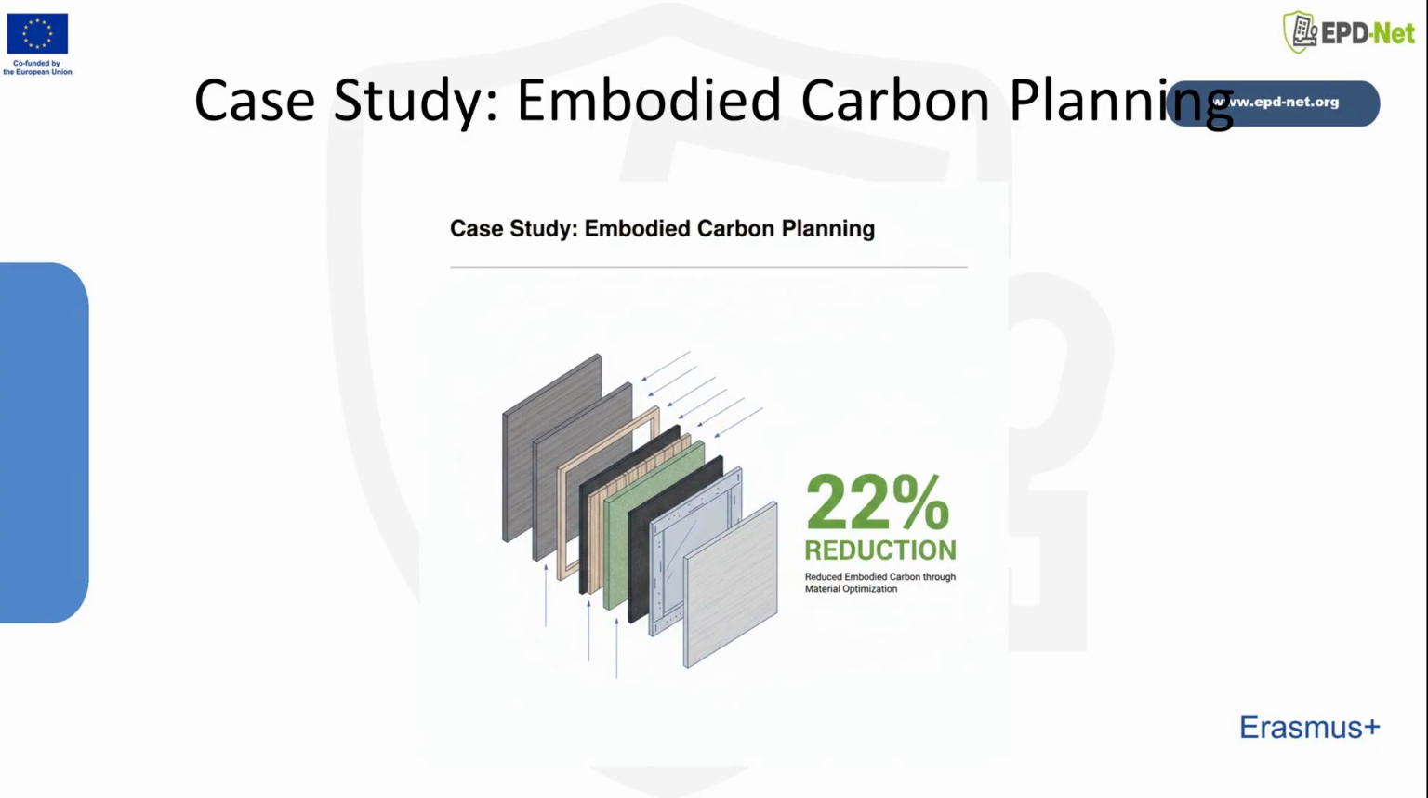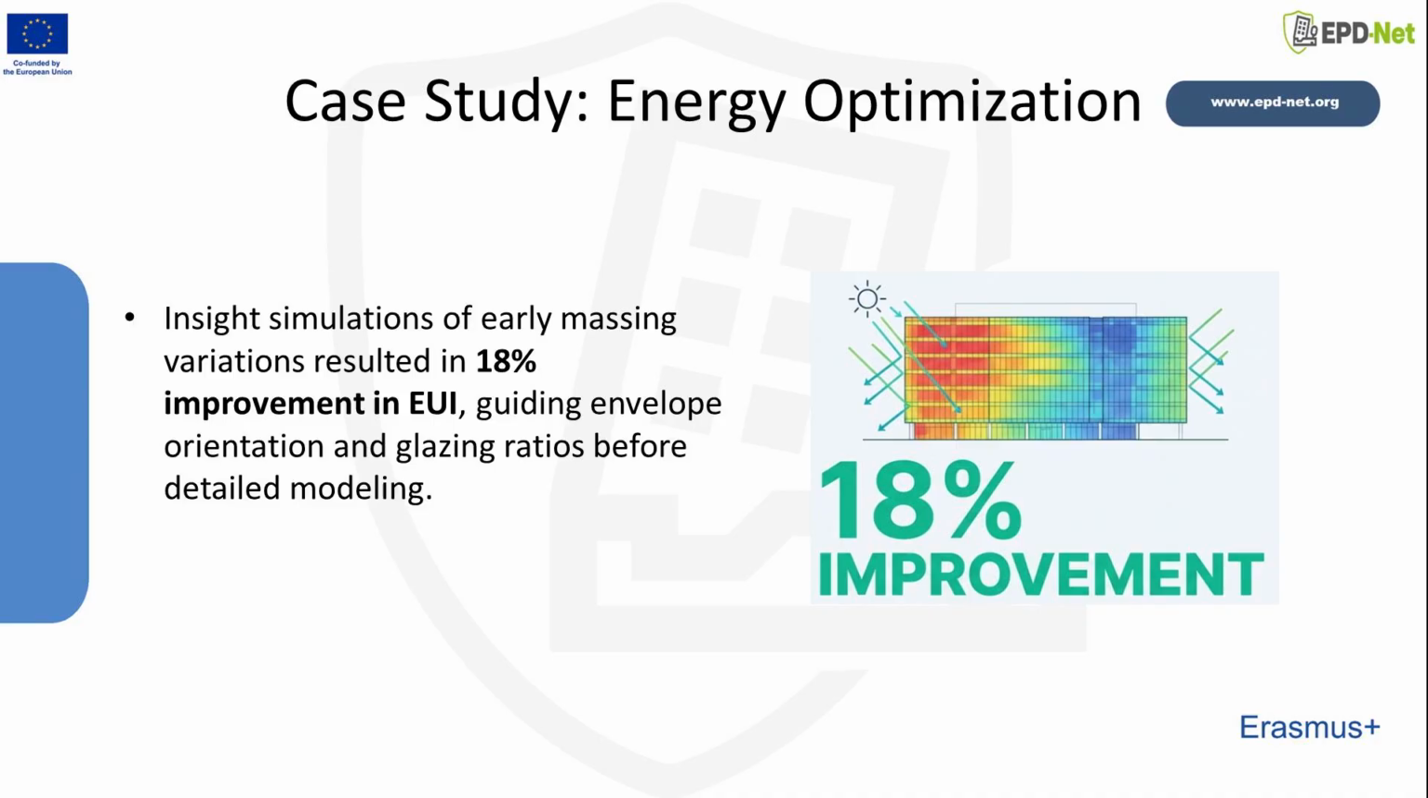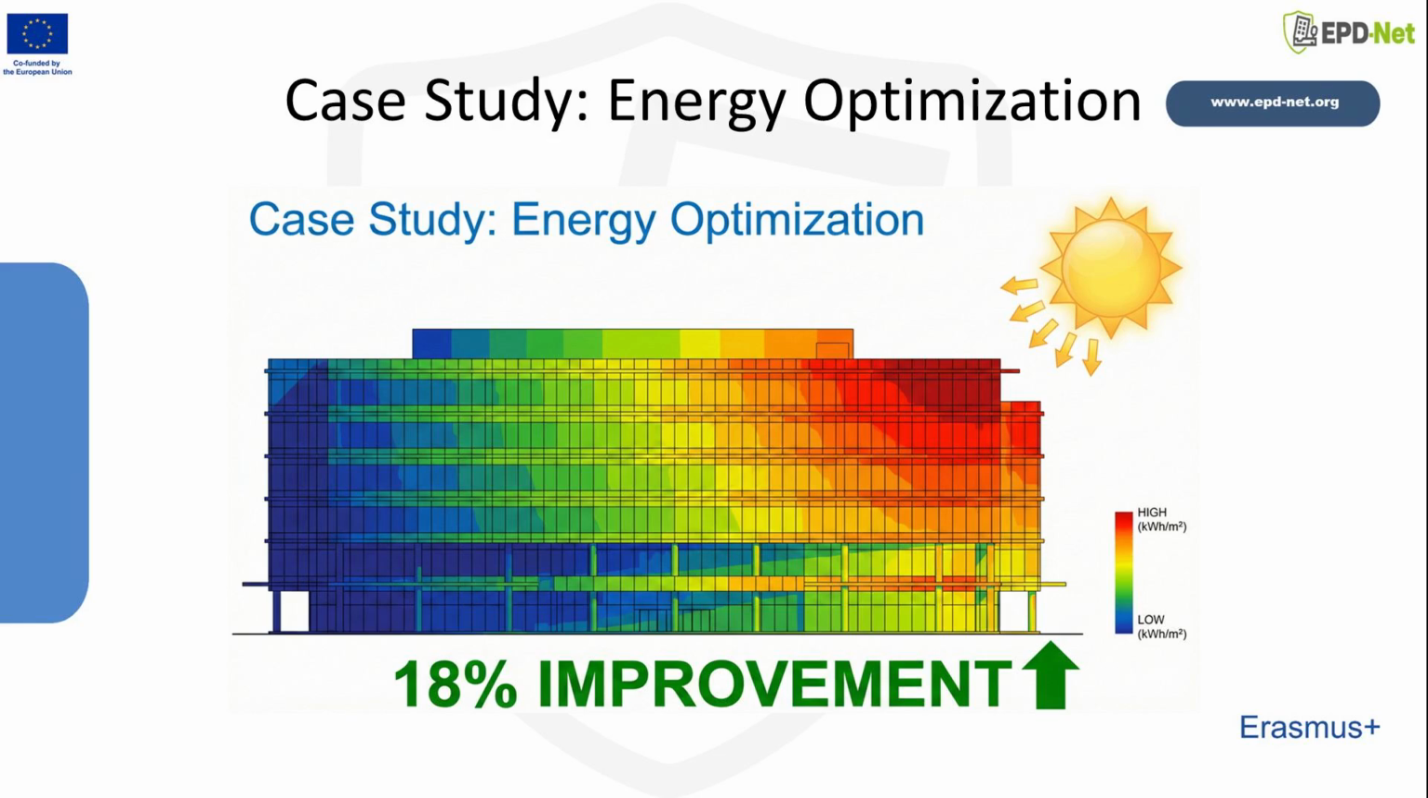A second case involved massing studies conducted with Autodesk Insight for a high-performance office building. Several geometry variations were tested, adjusting orientation, floor depth, glazing distribution, and shading devices. The final design achieved an 18% improvement in EUI over the baseline model. Envelope refinements and PV sizing strategies were later incorporated into detailed simulations, demonstrating a smooth transition from concept stage modeling to advanced energy analysis.